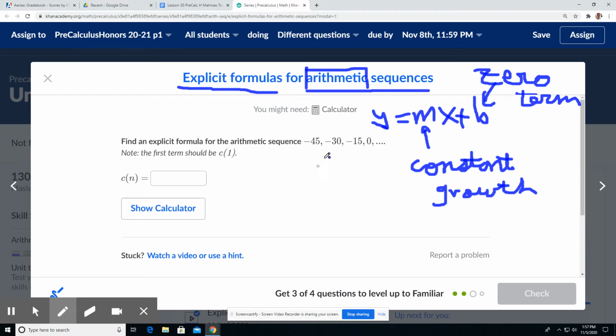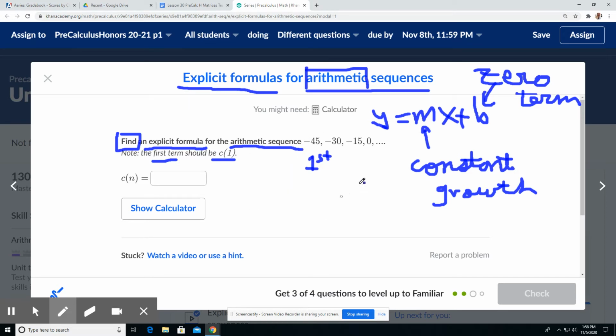All right, so it's arithmetic. It has to have a constant growth. So find the explicit. What do they want us to do? They want us to find the explicit formula for the arithmetic sequence, and here it is. Note the first term should be C sub 1. All right, so now that's telling us our format. Always the first term is what they give you first, unless they tell you otherwise. So you assume whatever is right here is our first term, and then it would be second and third and fourth and so on.